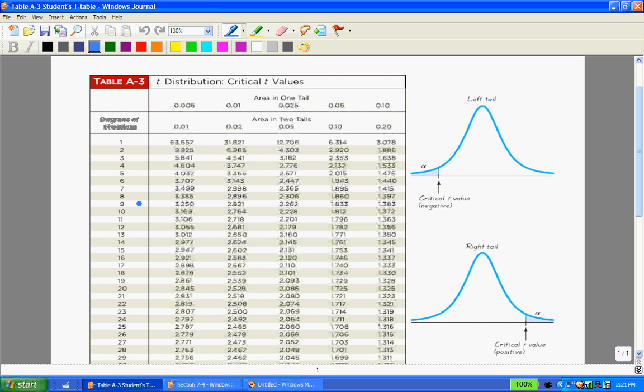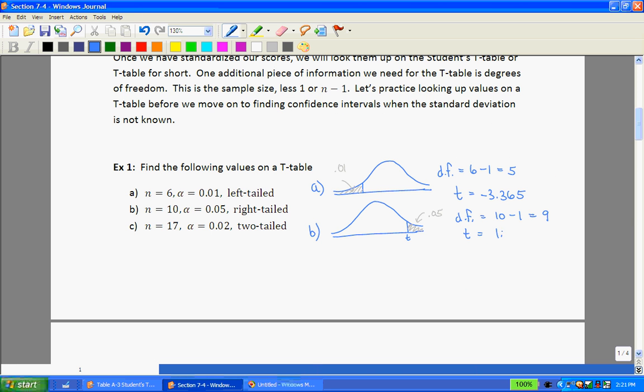And I'm going to be under 0.05. Be really careful. This is 0.005. We want 0.05, which is here. So 1.833. And that will be positive since we are on the right.